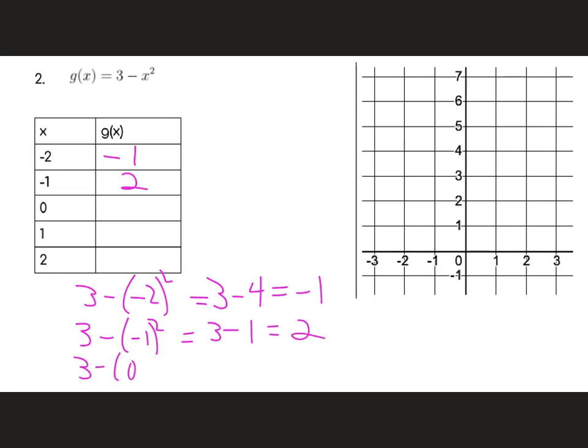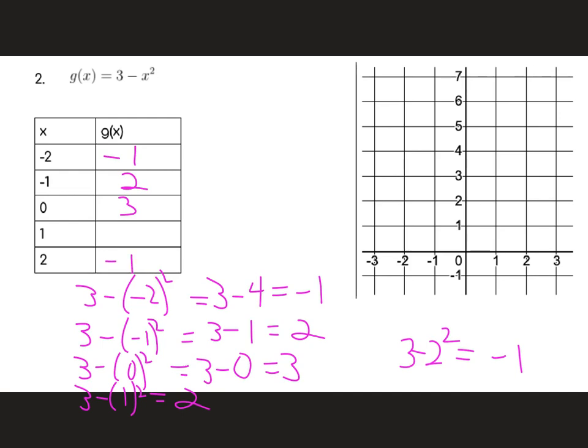3 minus 0 squared. 0 squared is 0, so that's 3 minus 0, which is 3. And then 3 minus 1 squared. 1 squared is 1. 3 minus 1 is 2. And lastly, 3 minus 2 squared. So 2 squared is 4. 3 minus 4 is negative 1. Forgot to put that. There we go. So negative 2, negative 1; negative 1, 2; 0, 3; 1, 2; 2, negative 1.